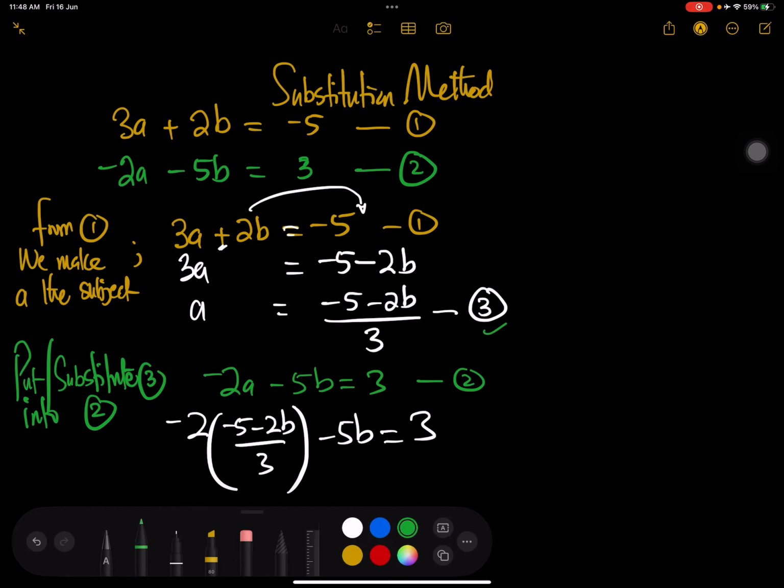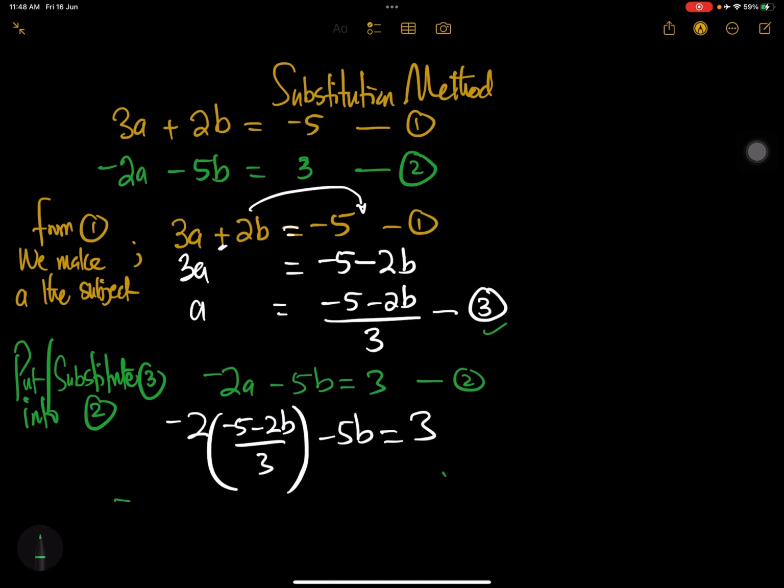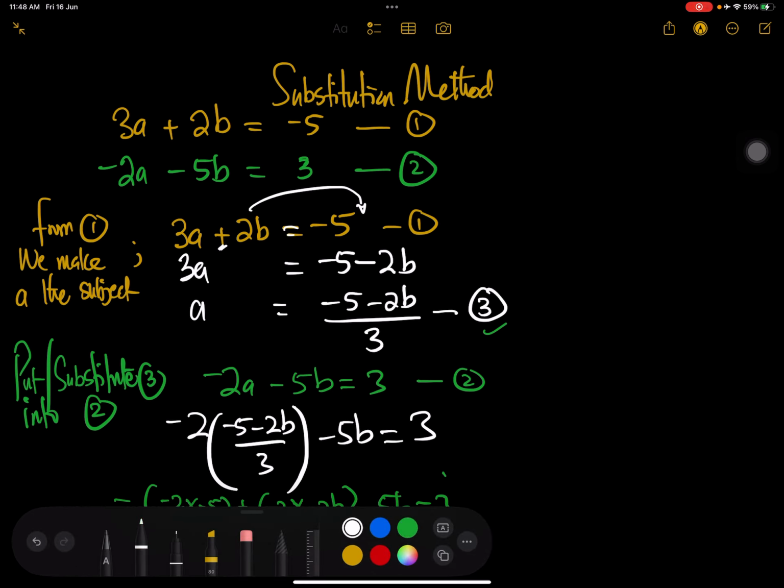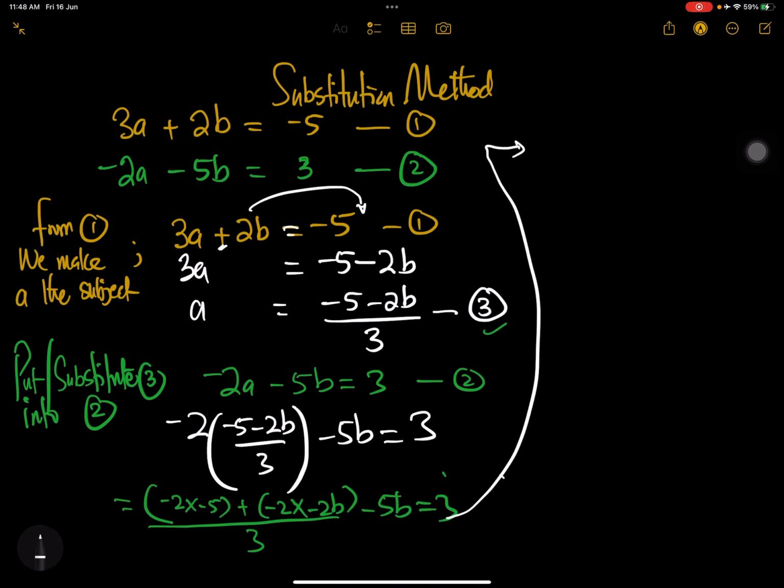Now, we're going to have the green equation changing. We're going to have negative 2 multiplying negative 5, and then you're also going to have the same negative 2 multiplying negative 2b at the top. And then we divide by 3 minus 5b equals 3. Now, when we switch over and come all the way here so that we can get a space to continue, these 2 give us positive 10. Negative 2 times negative 5 is 10.